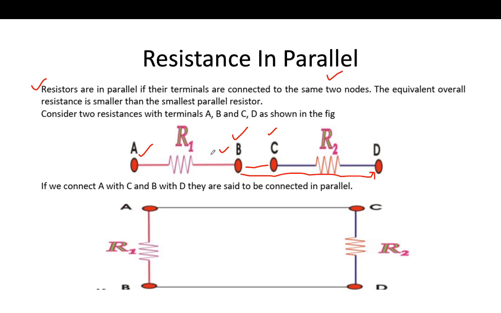For example, we connect R1 and R2 in parallel. The starting point of resistor 1 was A, and it was connected with the starting point of resistor 2 by this line. So the ending point B is connected with the ending point D. So in this diagram, the starting point is connected with the starting point and the ending point is connected with the ending point. If such a scenario is there, this means resistors are connected in parallel to each other.